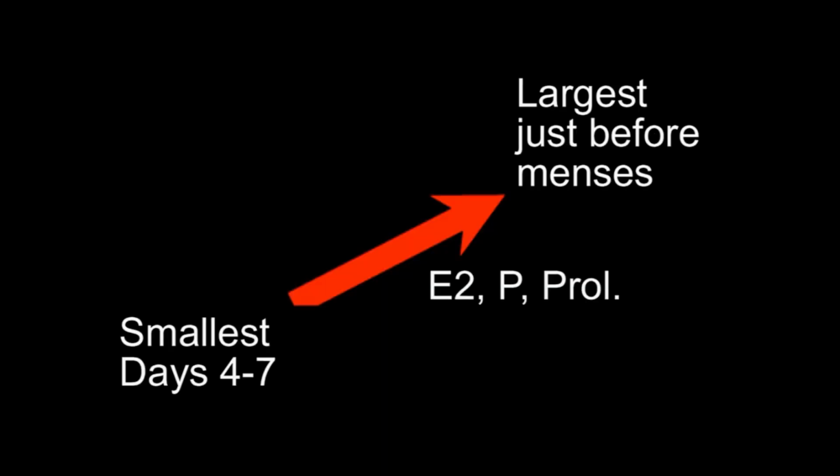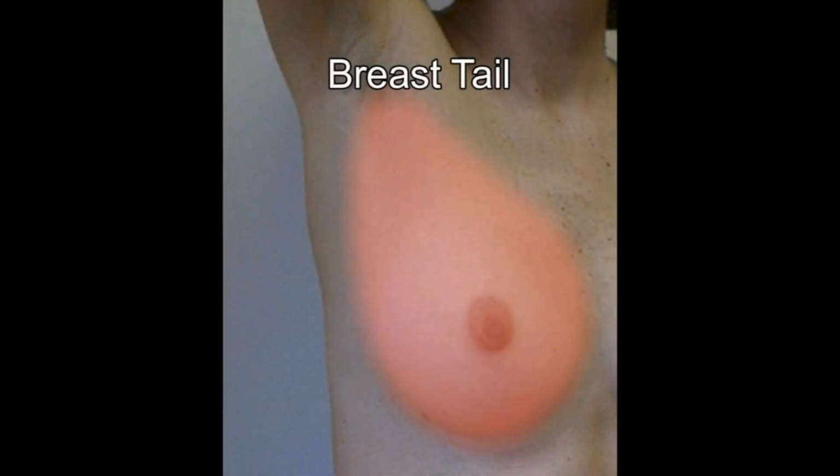During the menstrual cycle, the breast is smallest on days 4 through 7, and then begins to enlarge under the influence of estrogen and later progesterone and prolactin. Maximum breast size occurs just prior to the onset of menses. The breast is not round but has a tail of breast tissue extending up into the armpit. This is clinically significant because abnormalities can arise there just as they can in other areas of the breast.